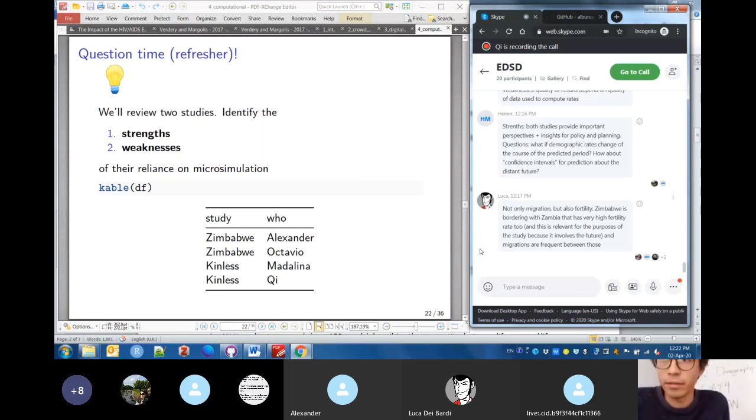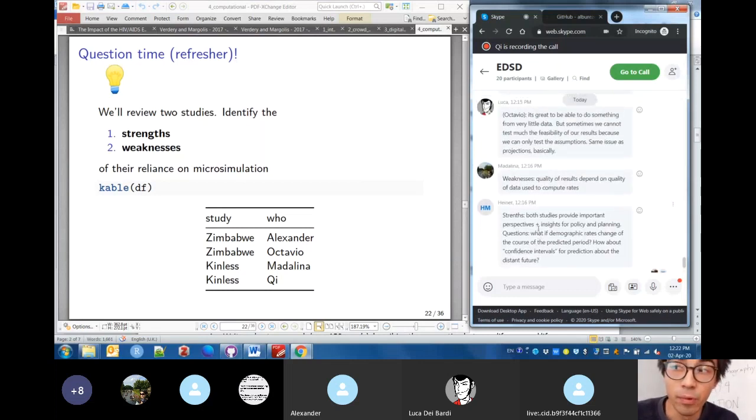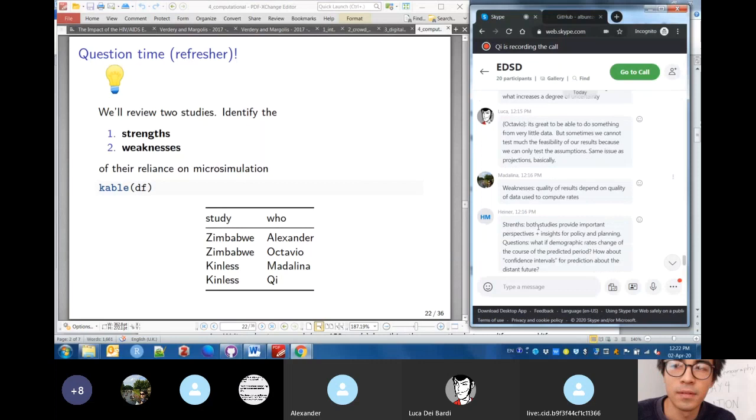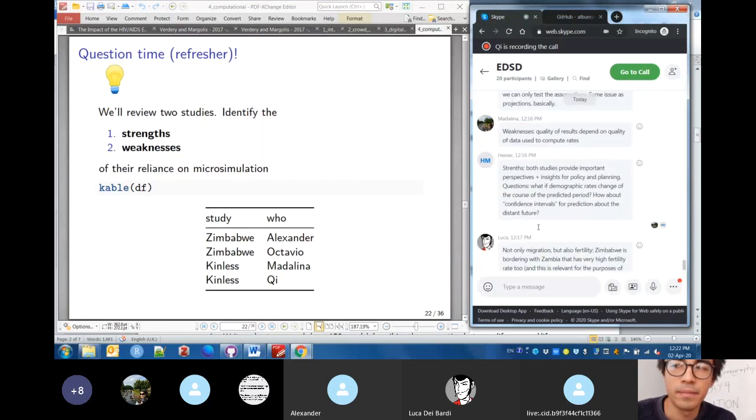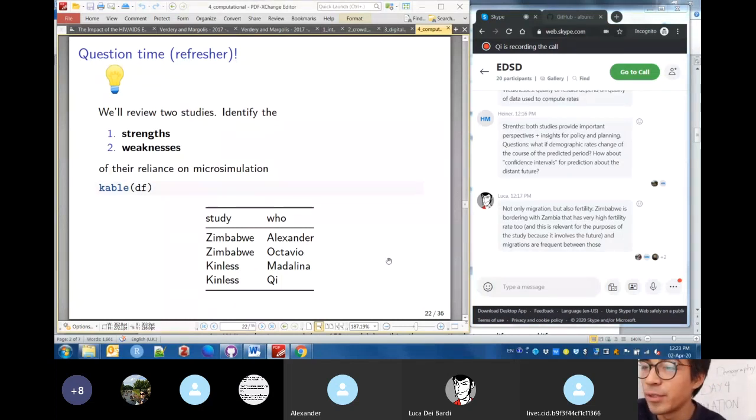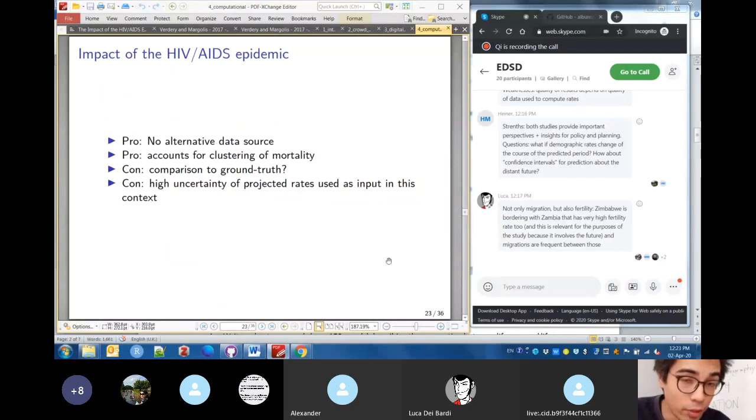Mm-hmm, great, thanks. So I think there are some very interesting points that people wrote in the chat. Does anyone want to add something? Okay, while we wait for someone to speak out, I can share with you some of the pros and cons that I found in the paper.